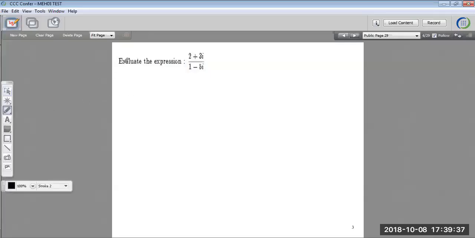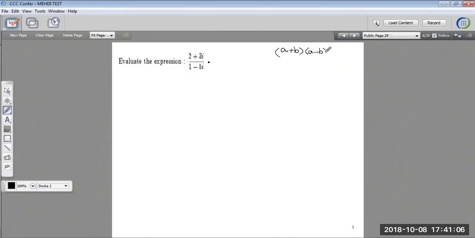Here we need to evaluate the expression that has a complex number at the bottom of the fraction. So we don't want to have any i or radical at the bottom of the fraction. For these problems, you need to multiply the top and bottom of the fraction by the conjugate of 1 minus 5i.